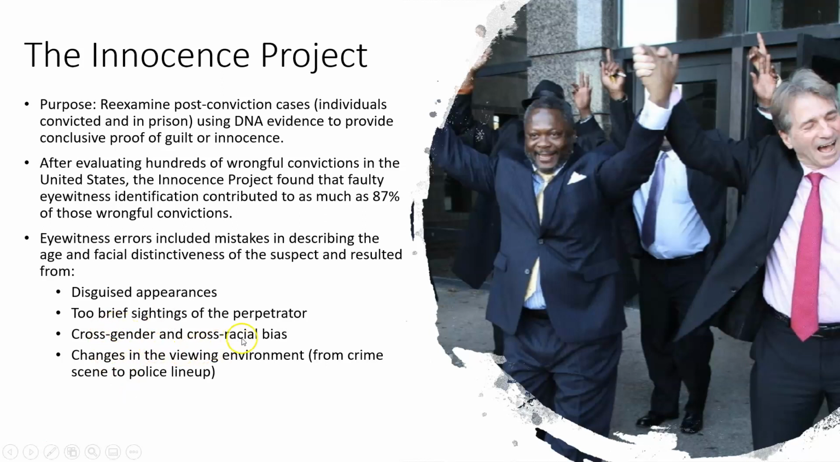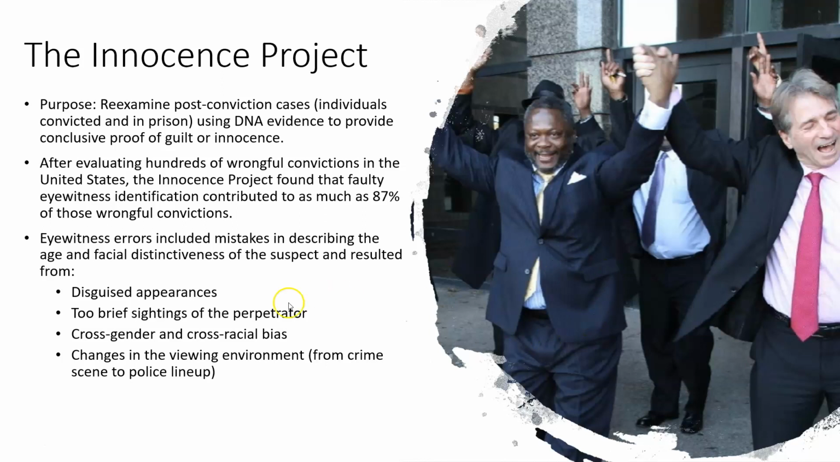So cross-gender and cross-racial bias, it's likely that people just naturally have cross-gender or cross-racial bias. And changes in the viewing environment from crime scene to police lineup. It is likely that when you look at somebody in a police lineup within the safety of a police station, you're going to experience a different level of anxiety and stress than you did at the crime scene. And so it's hard to translate what you felt and what you feel you saw at the crime scene to what you feel and see during a police lineup.